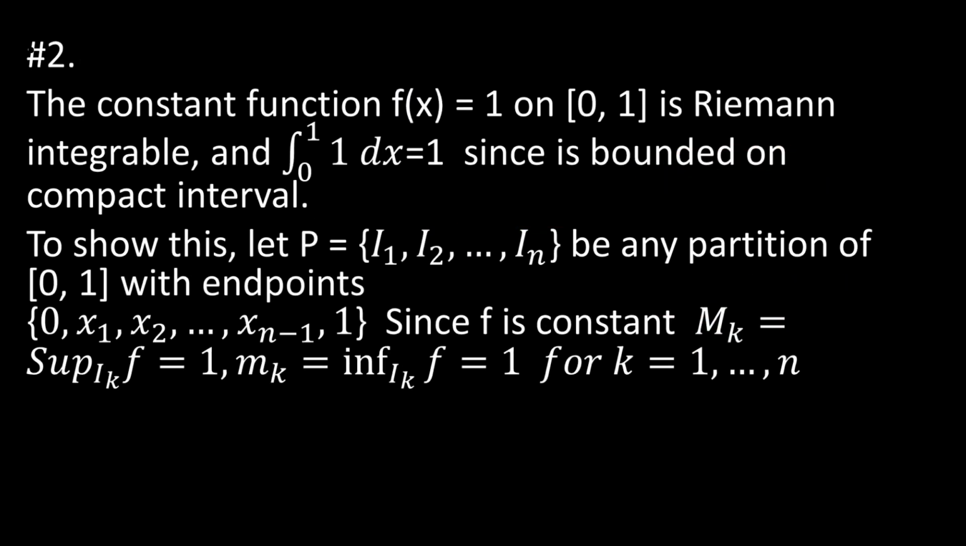Okay, secondly, let's look at another example and see how it behaves. We have a constant function, f(x) equal to 1 on a given interval. Here it is Riemann integrable, because for a constant function we are able to get the supremum and the infimum, which clearly are both equal to 1. By that fact, it is integrable.